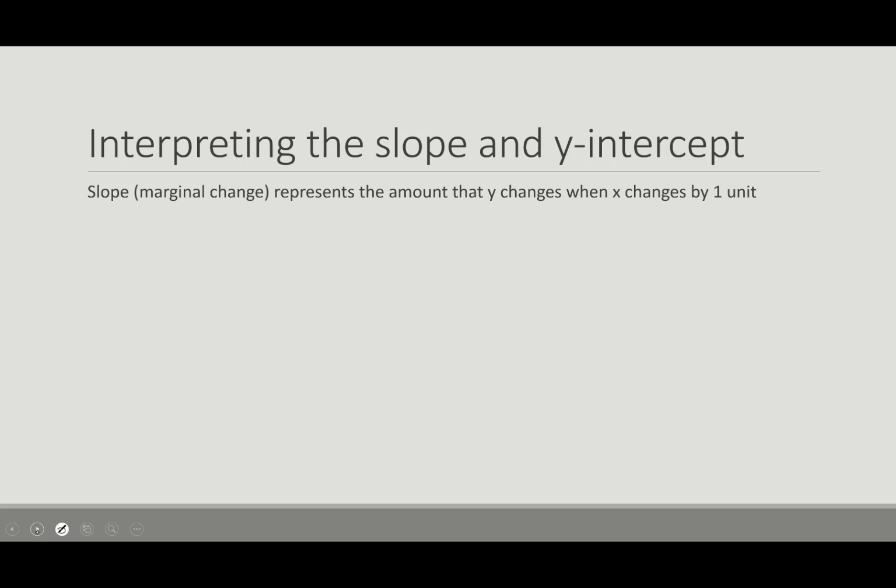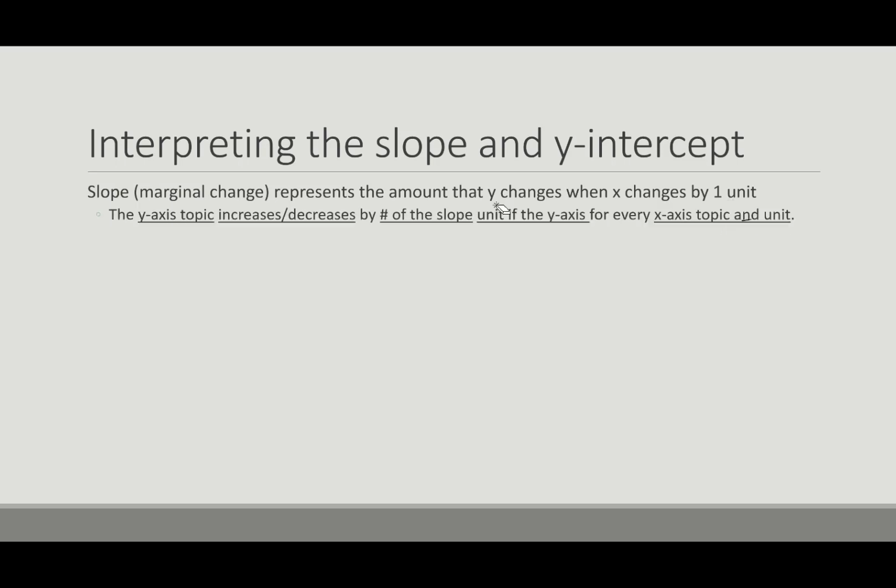Now that we have our regression line, we are actually going to need to interpret the meaning of the slope and the y-intercept. Now, the slope, or sometimes called the marginal change, represents the amount that y changes when x changes by 1 unit, which if you think about previous math courses, when you learned to calculate the slope, you did change in y divided by the change in x. So that's why the slope represents how much y changes, because that's our numerator, when x changes by 1 unit.